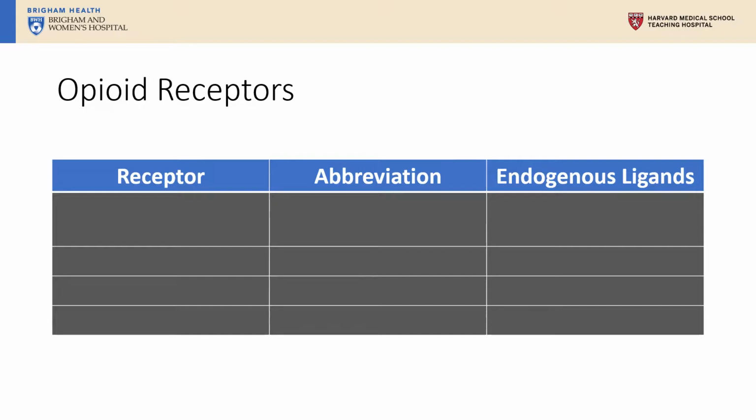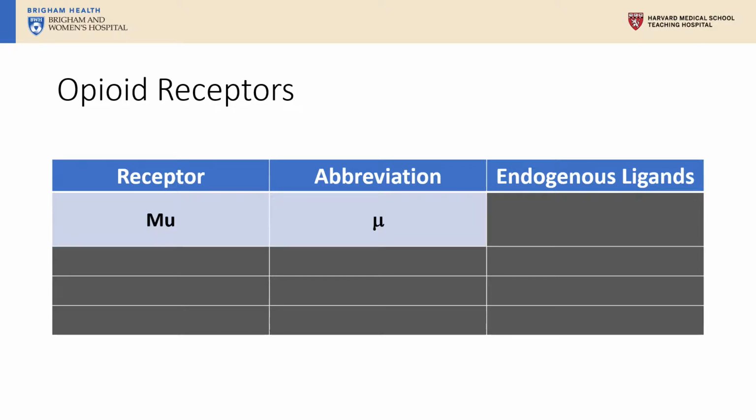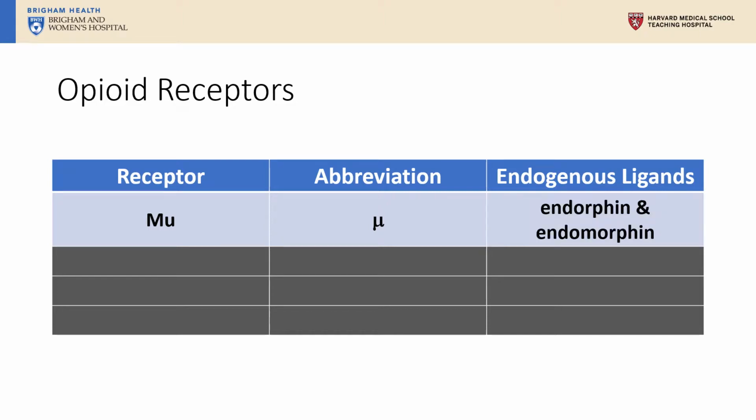Recall, opioid receptors are a group of inhibitory receptors located ubiquitously throughout the central and peripheral nervous system and other organs of the body. There are 4 types of opioid receptors, each with different endogenous ligands. The mu receptor has the endogenous ligands of endomorphin and endorphin.